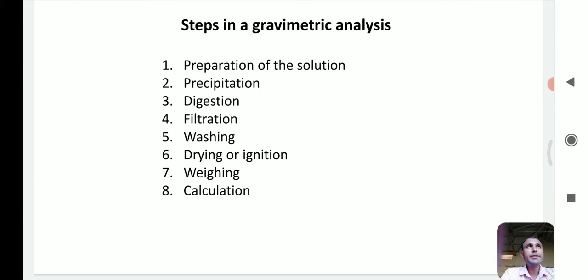So there are a total of 8 steps. First one is the preparation of the solution, precipitation is the second step. Third is the digestion. Fourth is the filtration. Fifth is the washing, and sixth is drying or ignition. And seventh is the weighing. And finally, the eighth is the calculation.